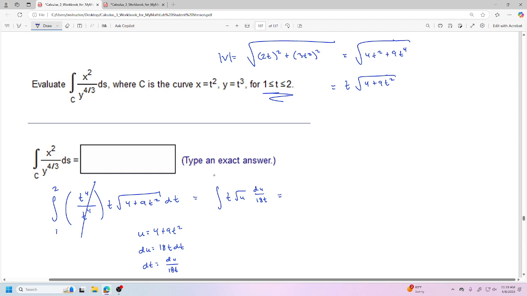The t's cancel. The 1/18th can come to the front. That's u to the 1/2. Integrating, 2/3 u to the 3/2 from 1 to 2. Half of the 18 is going to be a 9. 9 times 3 is 27. Plugging in the 2.